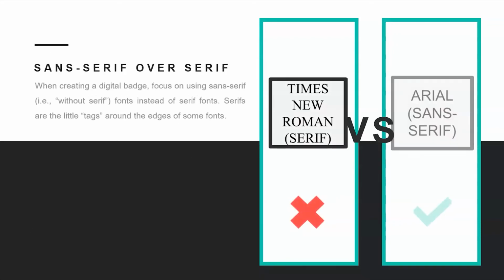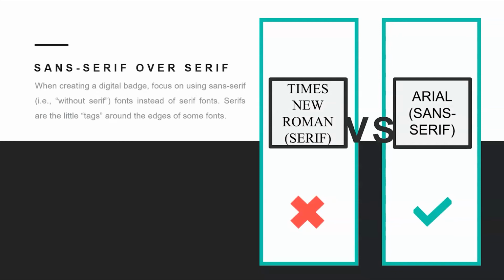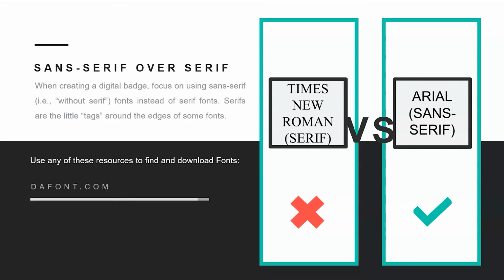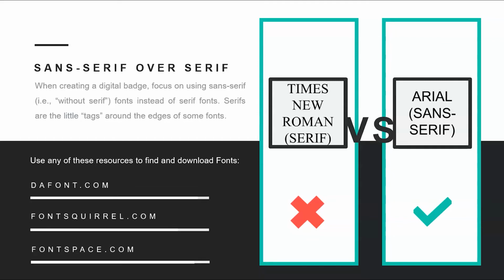Always use sans serif fonts over serif fonts. Sans serif means without serifs. Serifs are the little tags that appear around the edges of certain texts. Sans serif fonts were created for visibility on backlit screens, like computers. You can use any of these resources to find and download fonts.